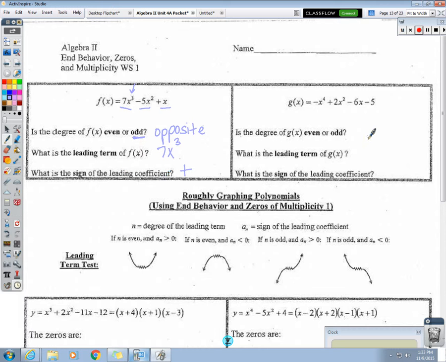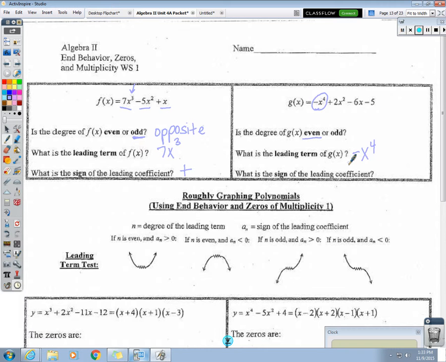Okay, now let's look at this one. G of x equals negative x to the 4th plus 2x squared minus 6x minus 5. Is that even or odd? Even. It's degree 4. What do we call degree 4 polynomials? Quartic. Good. Quartic. What is the leading term? Negative x to the 4th. This is the whole term. Okay, how many terms are in that one?